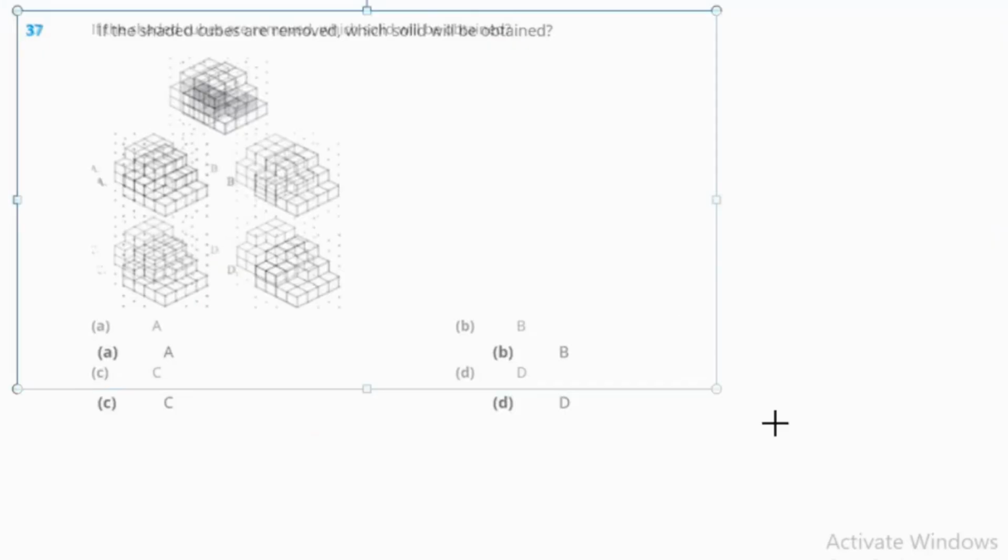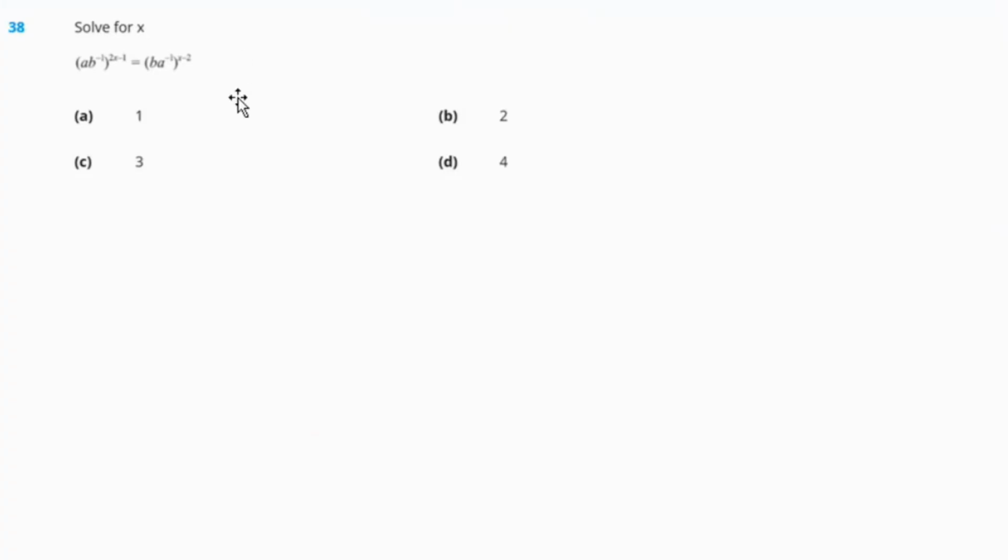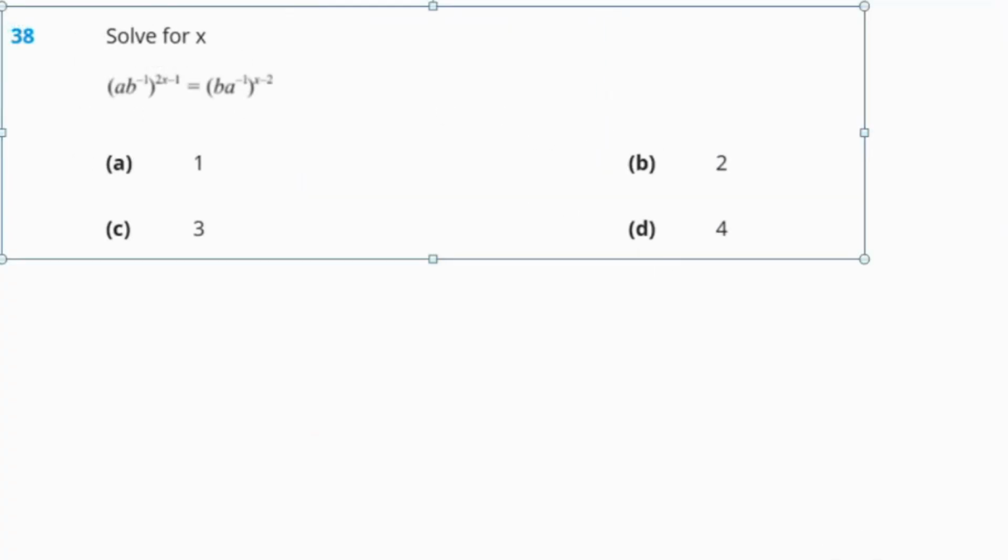Now here, if the shaded cubes are removed, we are going to remove all the shaded cubes, then which solid will be obtained? If we remove this shaded part, which solid will be obtained? So we need to remove it like this only. If we look closely at all the options, we can clearly see option B will be the correct answer. So option B.